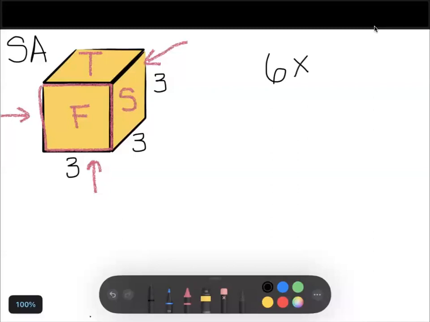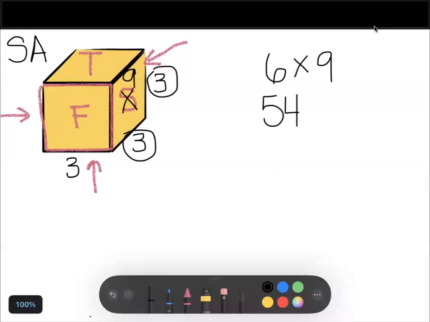So we are going to be multiplying the area of one of the faces times 6 because there are 6 faces. So now I just need to find the area of one of these faces. To do that, I would multiply the length times the width. So that would be 3 times 3, making this 9. So since the area of that face is 9 and all the faces are identical, 6 times 9 is what would give us the surface area. 6 times 9 is 54.